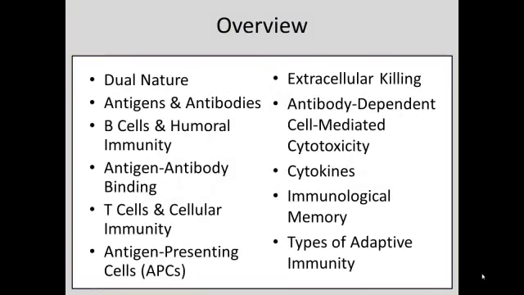In this chapter, we're going to talk about the dual nature of the adaptive system, antigens and antibodies, B cells and humoral immunity, antigen-antibody binding, T cells and cellular immunity, antigen-presenting cells, extracellular killing, antibody-dependent cell-mediated cytotoxicity, cytokines, immunological memory, and types of adaptive immunity.